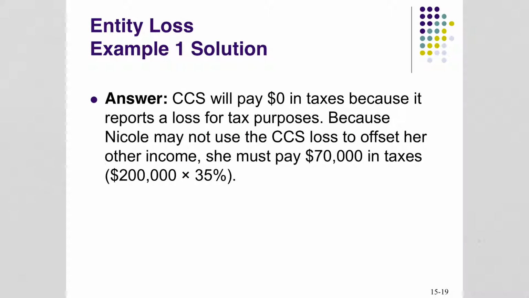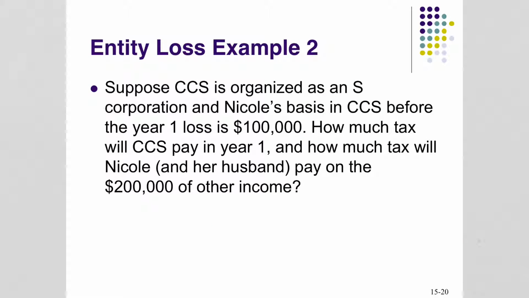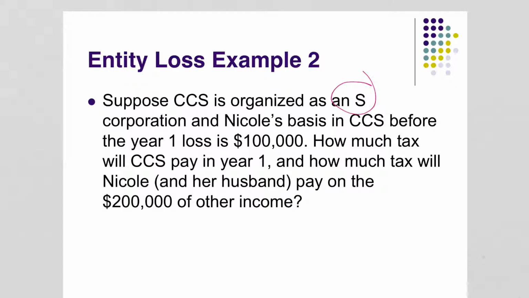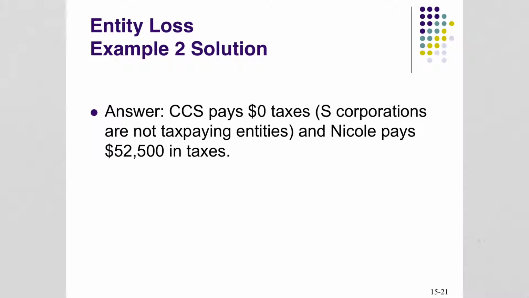Okay, so let's see. The answer was the corporation will pay zero taxes because it reports a loss. Because Nicole may not use it when it's a C corporation, the example was C corporation, to offset her other income, she must pay $70,000 in taxes on the whole amount. However, had she been a flow-through entity, and here's the example as a flow-through entity, so go through these carefully on your own. If she had been an S corporation, then Nicole's base, and she's got bases, we'll learn about that in more detail when we get to S corporations. How much tax will she pay? So let's take a look at the answer.